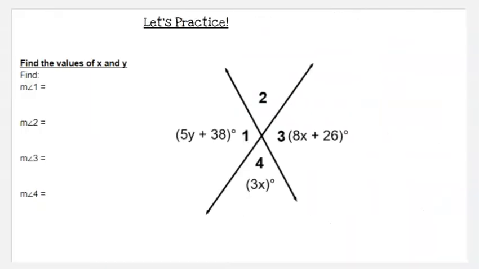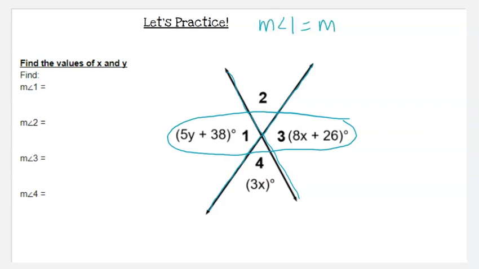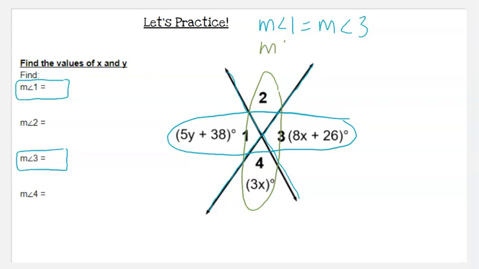So let's put this to practice. We've got find the values of X and Y and then find the angle measures. If we just start by looking at our picture, we notice we have two lines intersecting, which means we have vertical angles. So we know that pair 1 and 3 are vertical angles. So the measure of angle 1 is going to be equal to the measure of angle 3. So this value right here and this value right here are going to be the same. And then we also have this pair right here, 2 and 4. So the measure of angle 2 is going to be equal to the measure of angle 4. So these guys will be the same.